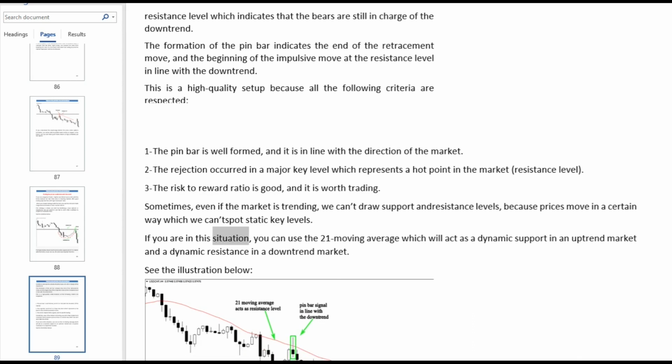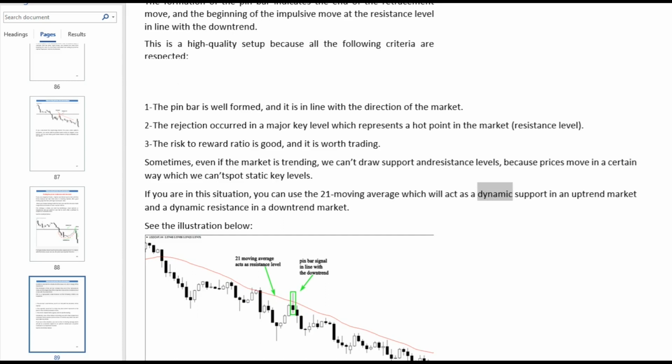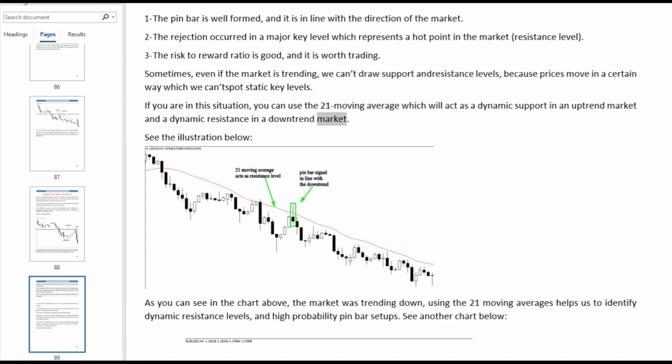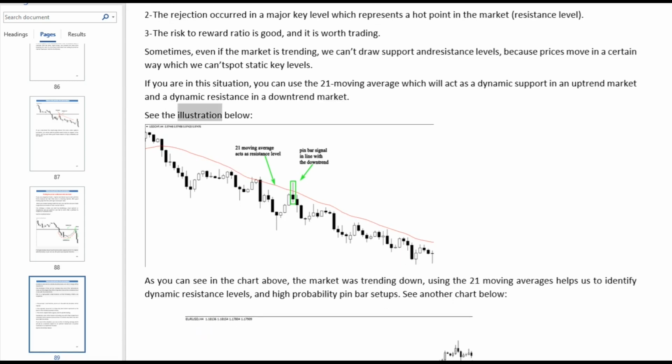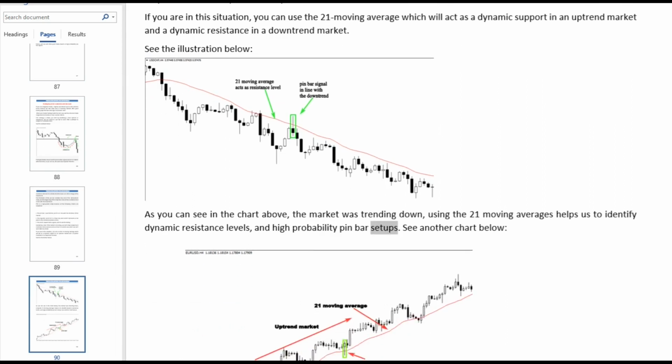If you are in this situation, you can use the 21 moving average, which will act as a dynamic support in an uptrend market and a dynamic resistance in a downtrend market. See the illustration below. As you can see in the chart above, the market was trending down. Using the 21 moving average helps us to identify dynamic resistance levels and high probability pin bar setups.